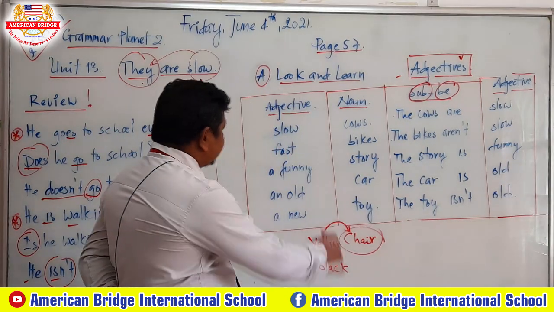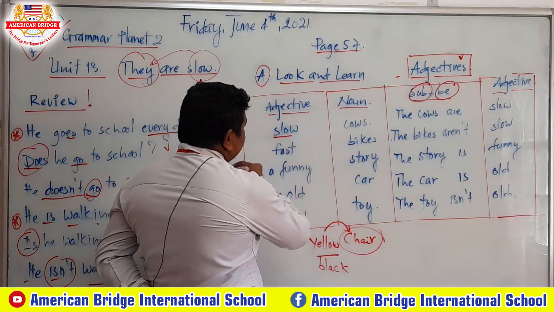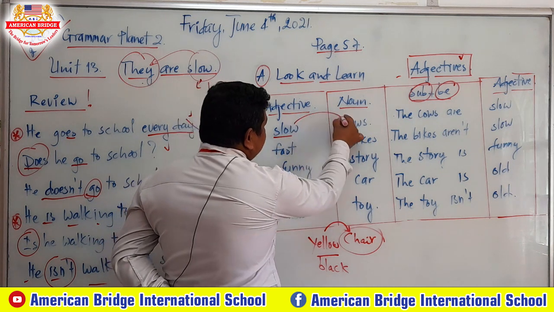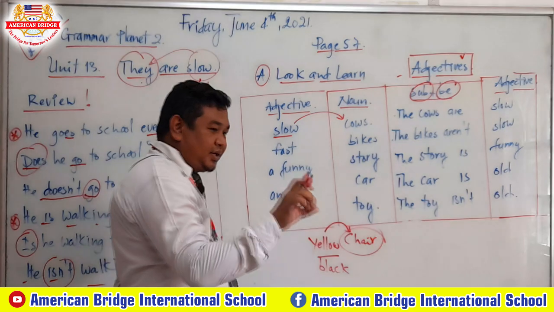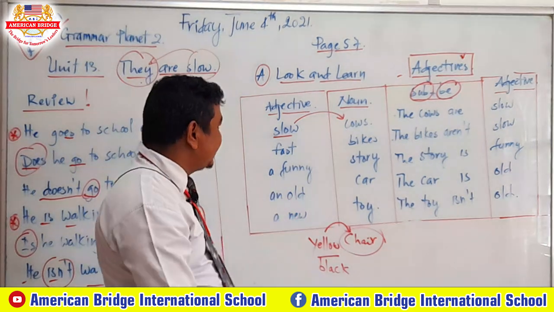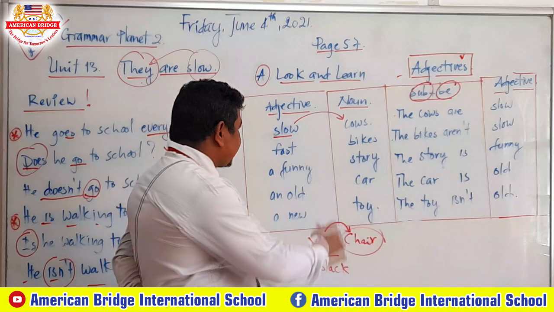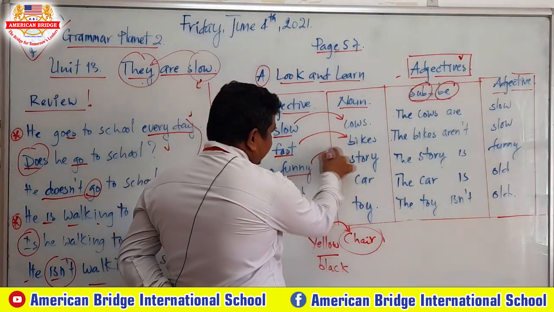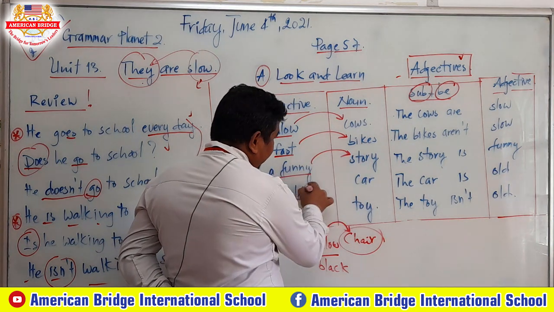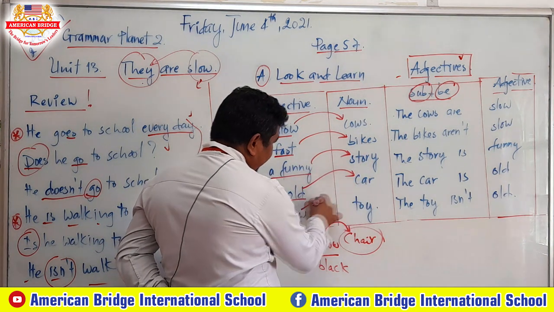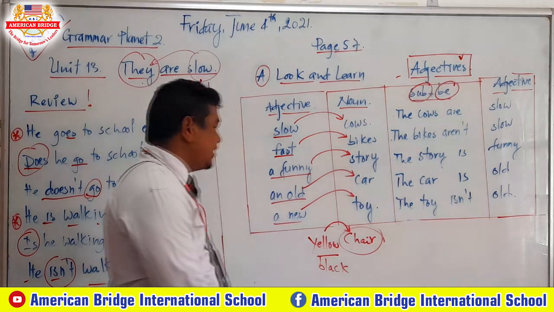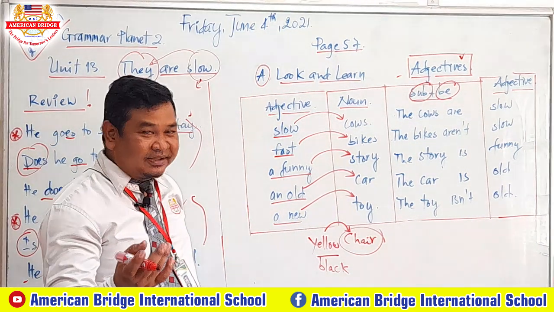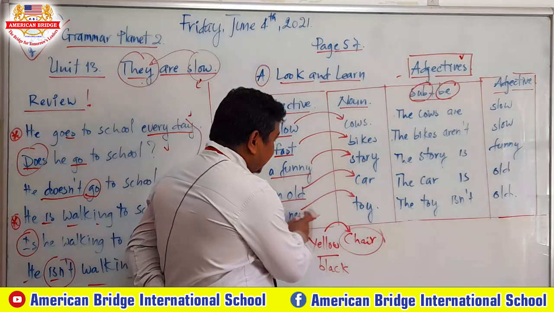Example, cows. Can you see slow? So it is a slow cow. The cows are slow. This one is a slow cow. Cow means walk slow. Okay, and a fast bike. Can you see this fast bike? A funny story. Old cars. A new toy, okay? Can you see a new toy? I have a lot of new toys. So new toy means new describes toy.